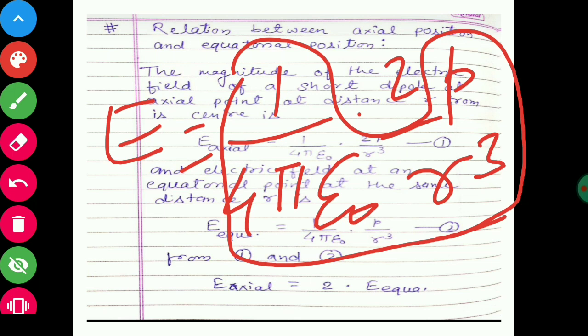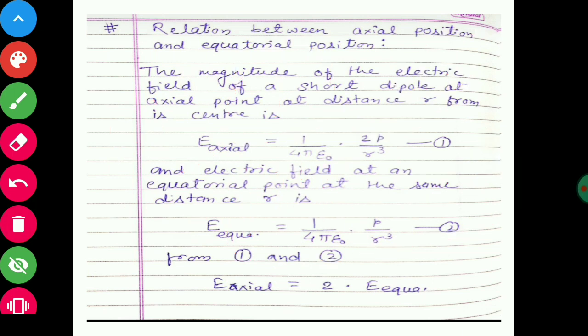Now, 1 by 4 pi epsilon naught into p by r cube. This is the formula for intensity of electric field at equatorial position. So in that bracket term you can write intensity of electric field at equatorial. So you can say that electric field at axial position is 2 times the electric field at equatorial position.